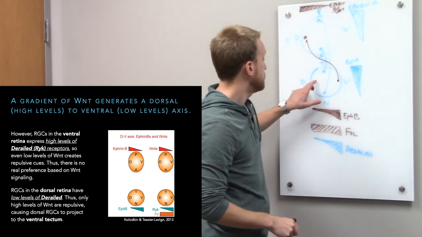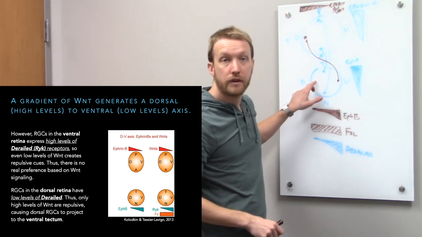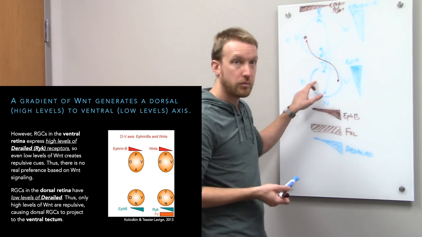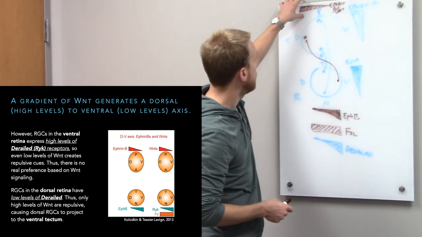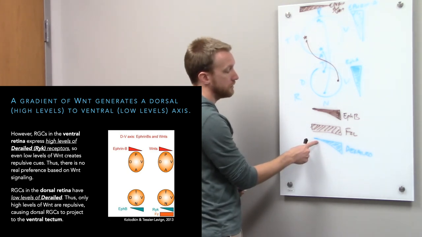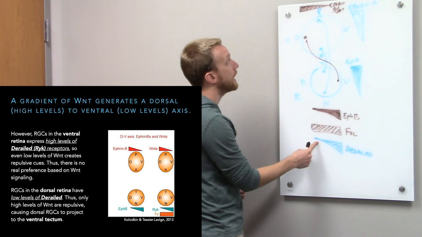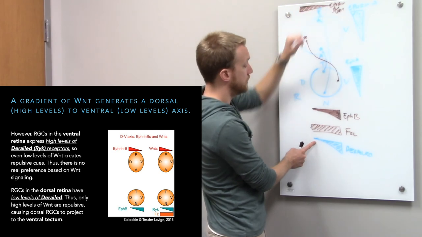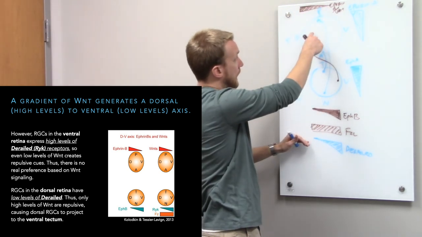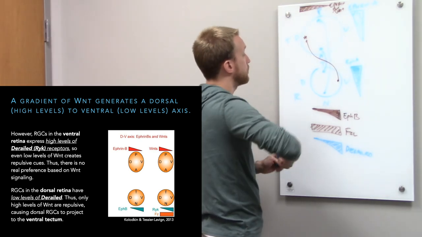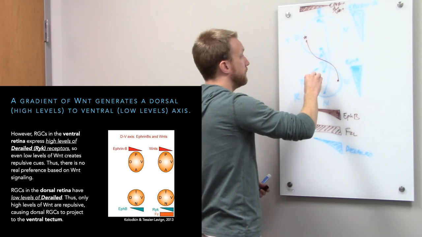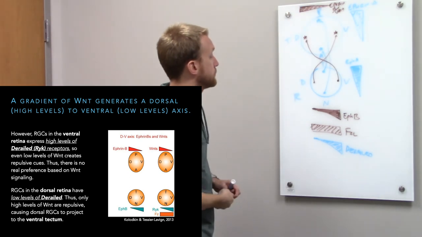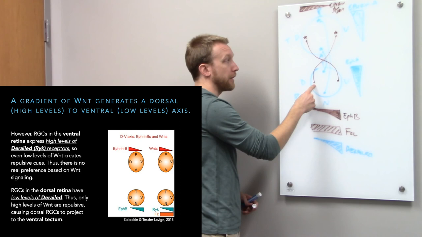But here, in the dorsal region, these have fairly low levels of Derailed. So it's going to only be the higher levels of Wnt that are repulsive. So only when we have high concentrations can we stimulate the low levels of this repulsion. So they're going to be attracted to Wnt as long as it's in low enough concentrations that we don't activate Derailed. So we want to avoid these higher Wnt concentrations in the dorsal portion. So what we're going to end up doing is projecting ventrally to keep Wnt levels low so that we don't have a high enough concentration to stimulate these Derailed.